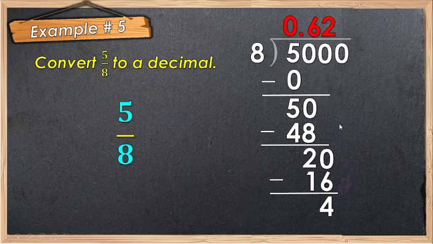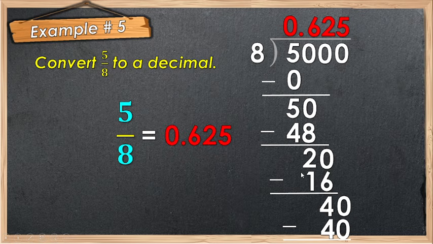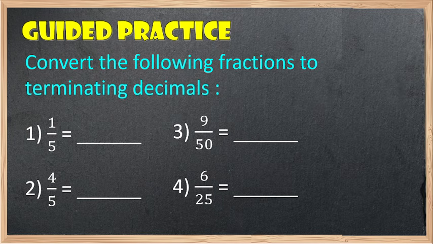Okay? So we have now 40 divided by 8. The answer is 5. Okay? 5 times 8, the answer is 40. Therefore, the answer is equivalent to 625 thousandths. So the equivalent value of 5/8. Okay? So that's it. So let's have some guided practice.